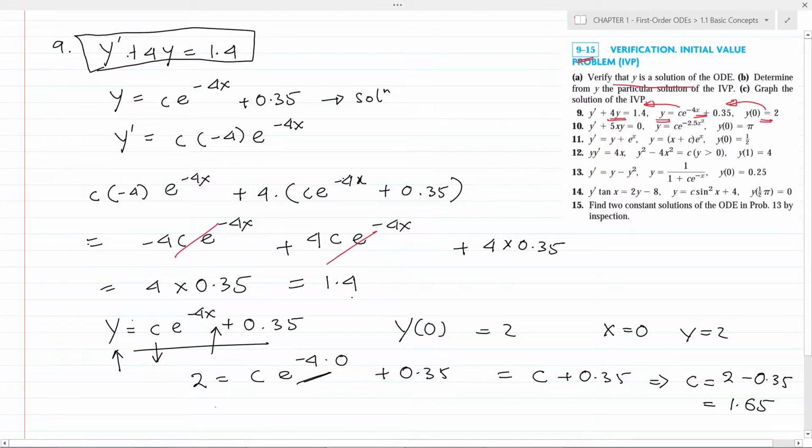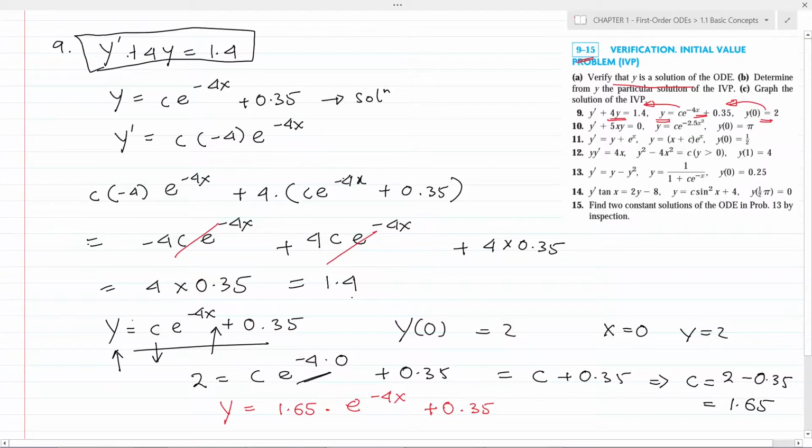Now we put the value of c in the general solution to get the particular solution, which is y = 1.65 multiplied by e^(-4x) + 0.35, which is the particular solution of the initial value problem. Now we will graph the solution of the IVP.